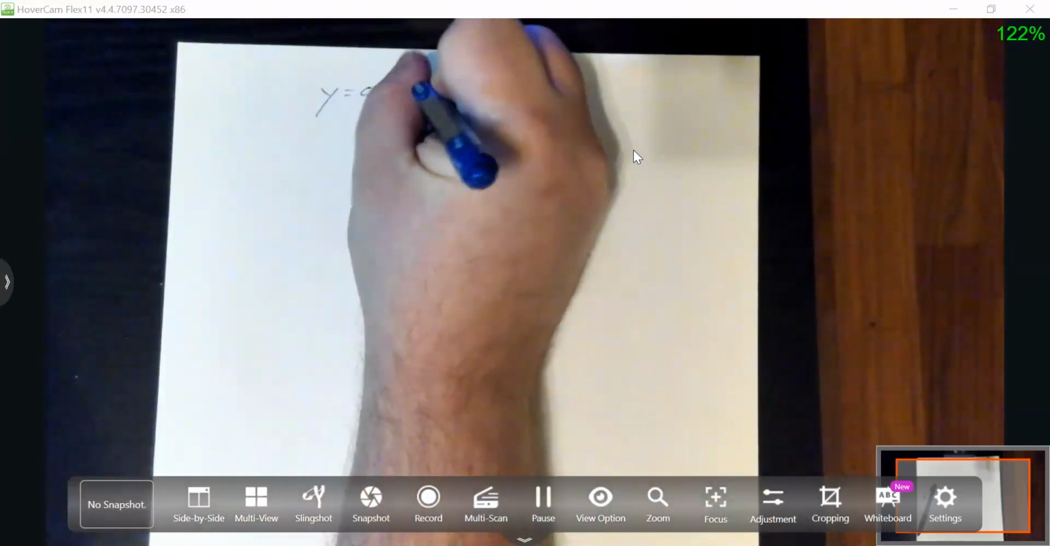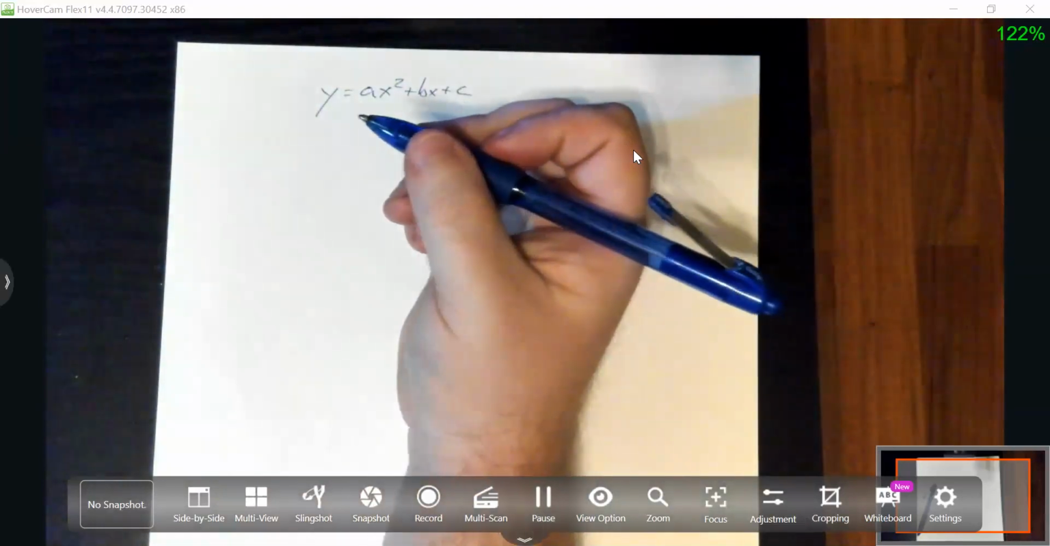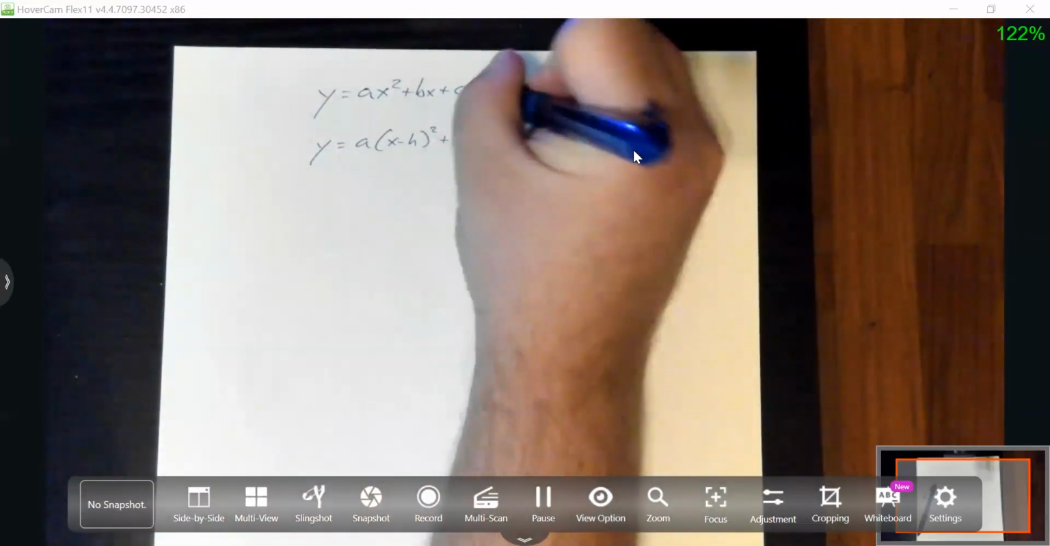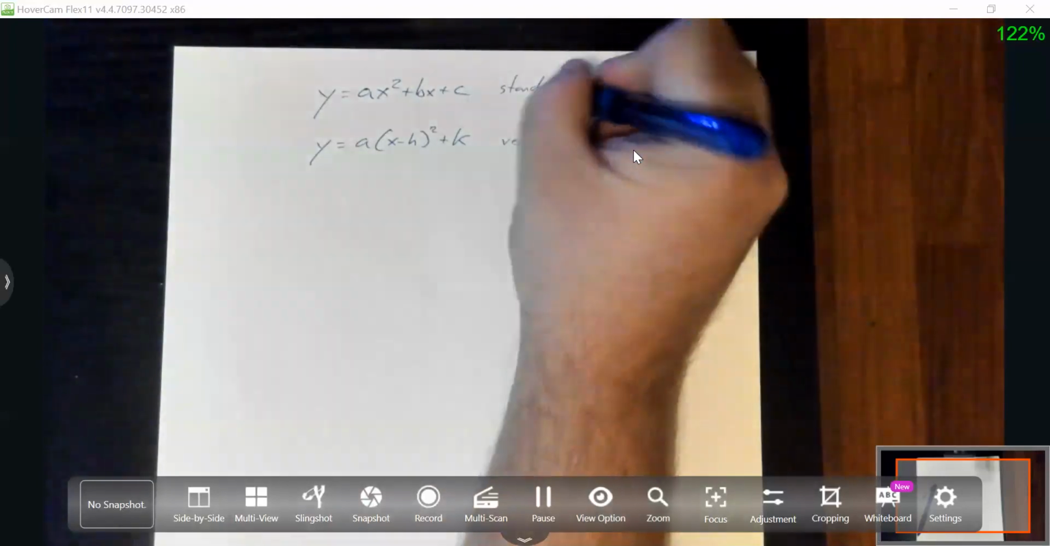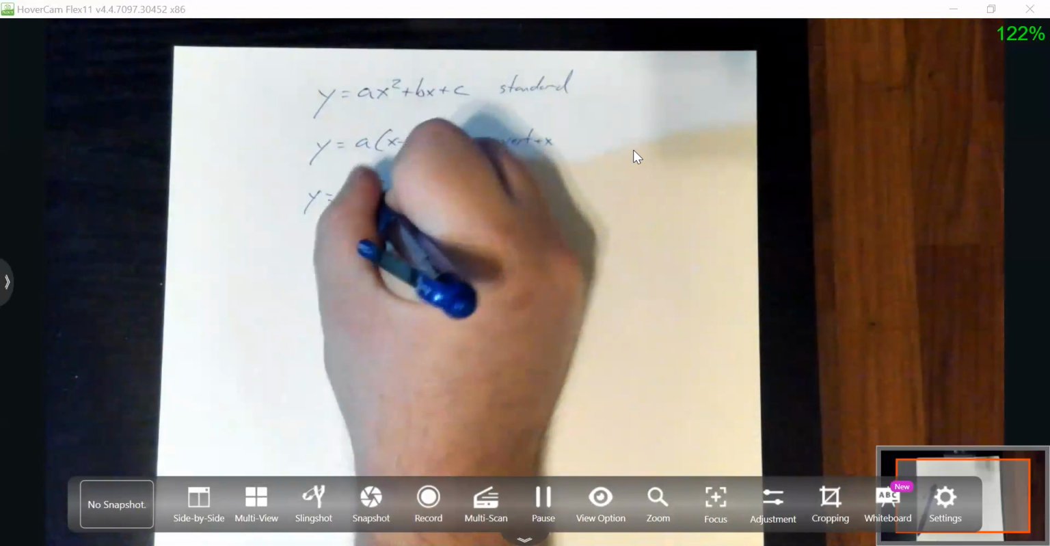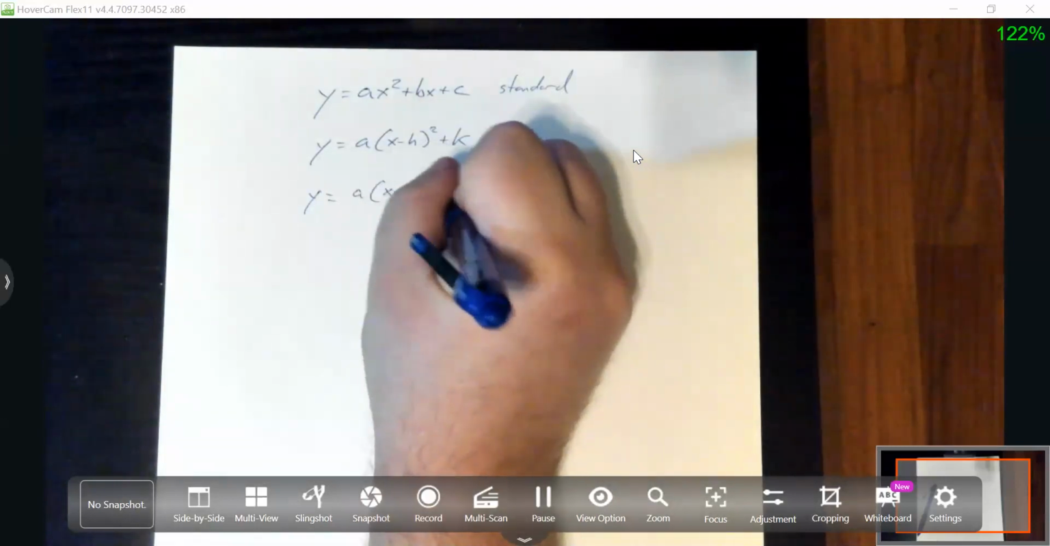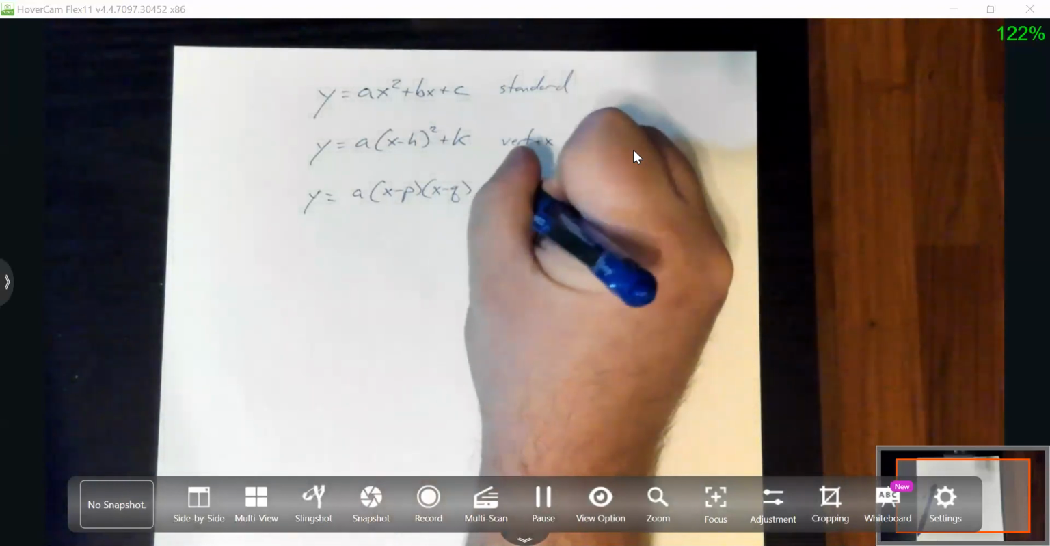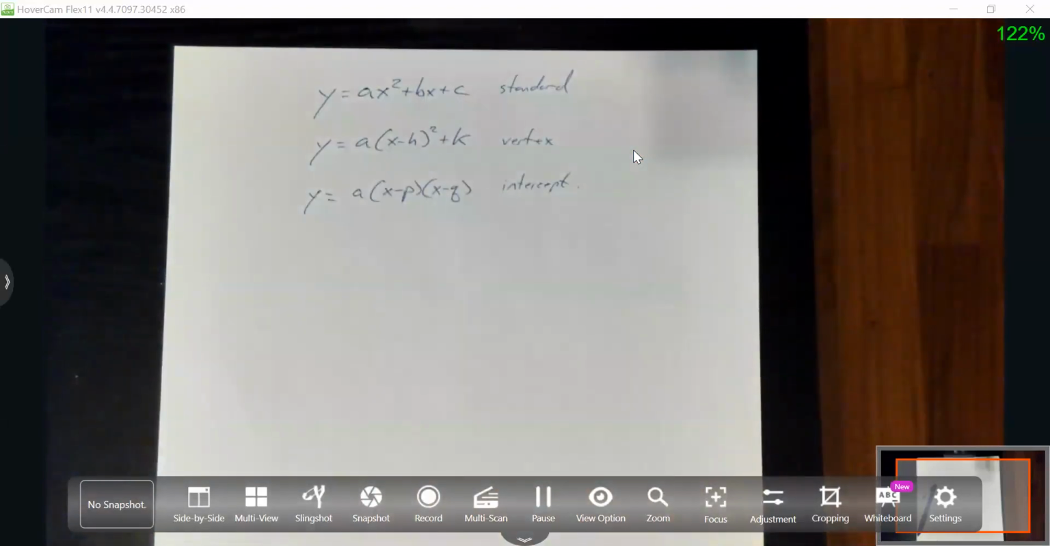Now, if you can remember some of our other forms, it makes things a little bit easier. So remember, standard form was our y equals ax squared plus bx plus c. But we had a couple other forms from those lectures. We had y equals a times (x minus h) squared plus k, which was our vertex form. And then we also had that other one, y equals a times (x minus p) times (x minus q), which was our intercept method. What I just showed you is the standard form method. It always works, it will always get the job done.